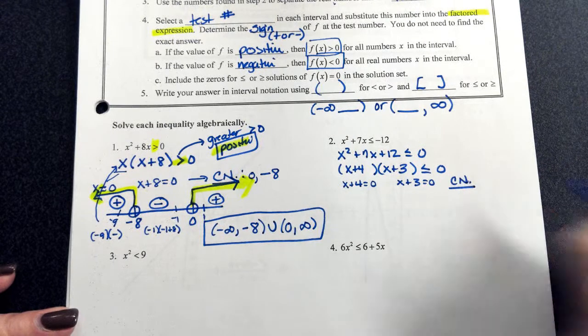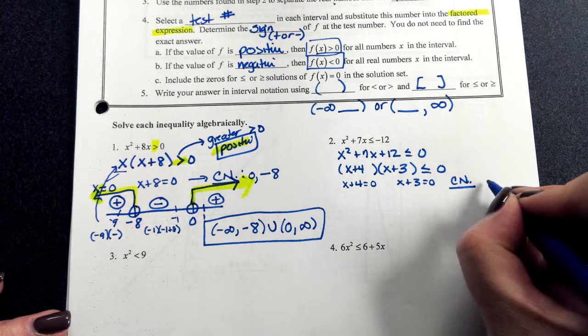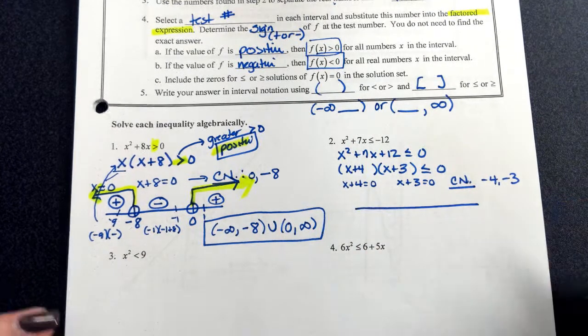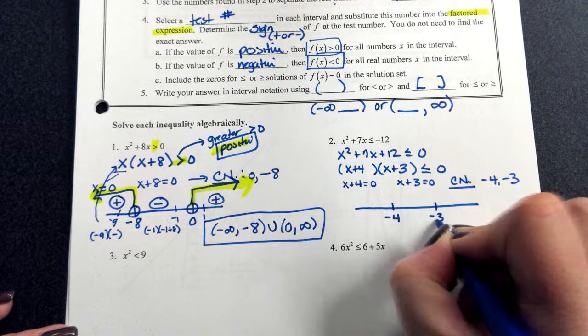Remember, these are not my solutions. These are my critical numbers. So what are my critical numbers going to be? Negative 4 and negative 3. Okay? Any questions on that? So now I'm going to plot negative 4 and negative 3 on my number line.